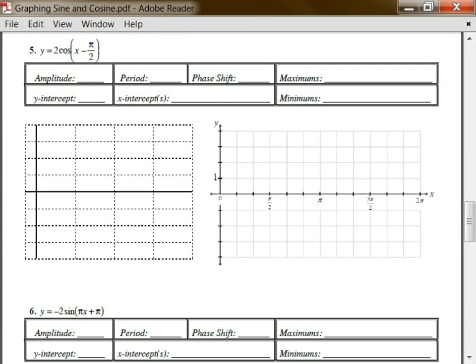Okay, I already reached 10 minutes, and so I'm going to graph the rest of this in the next video.